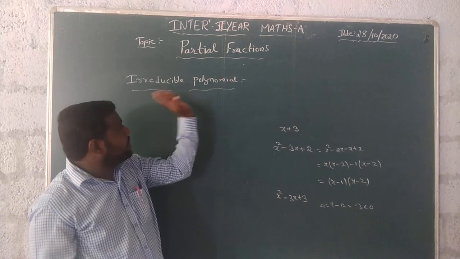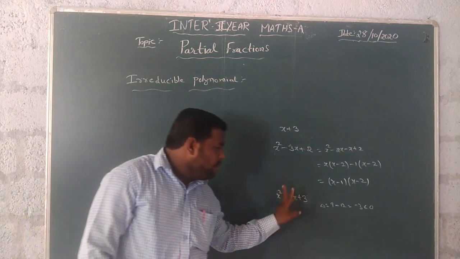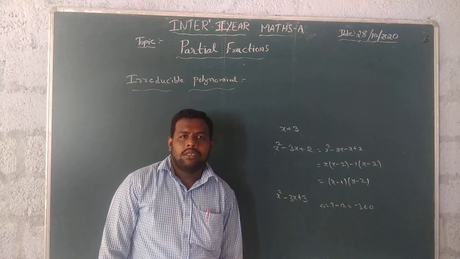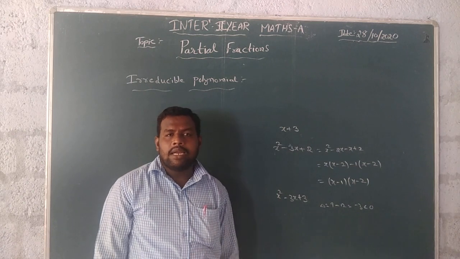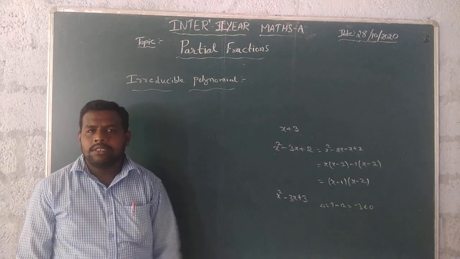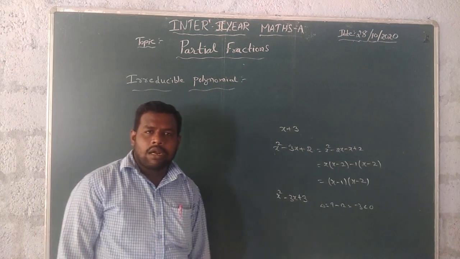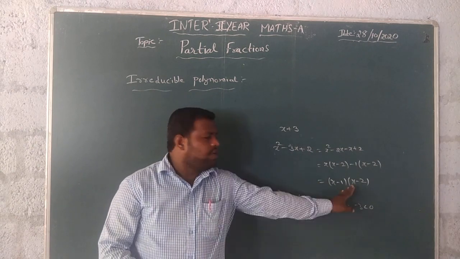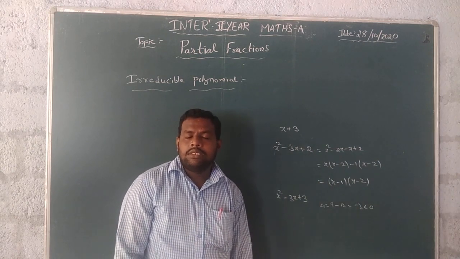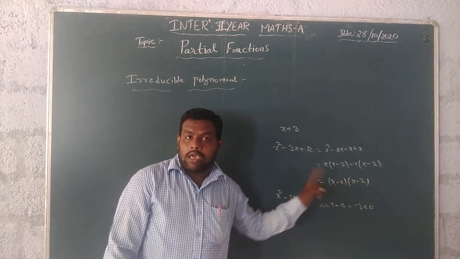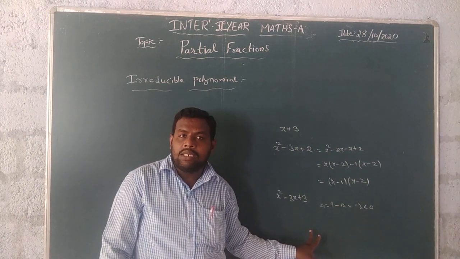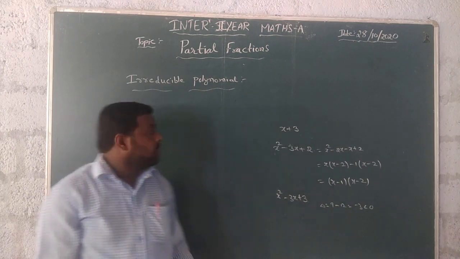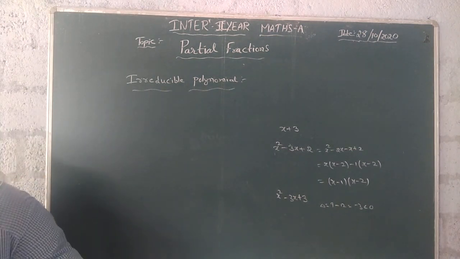What is the definition of an irreducible polynomial? If a polynomial cannot be expressed as a product of polynomials, then the polynomial is called irreducible. Otherwise, that polynomial is called reducible. Otherwise means a polynomial can be expressed as a product of two polynomials, then it is called reducible. If it cannot be expressed, that polynomial is called irreducible. Okay, understand?